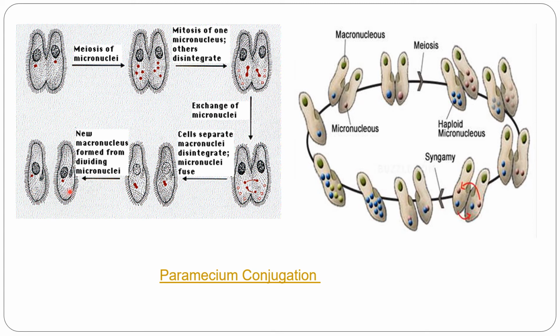Here in another picture you also see this is the macronucleus, this is the micronucleus, then meiosis happens, then haploid micronuclei form, then syngamy takes place, and then the paramecium forms. This is the mechanism of Paramecium reproduction.